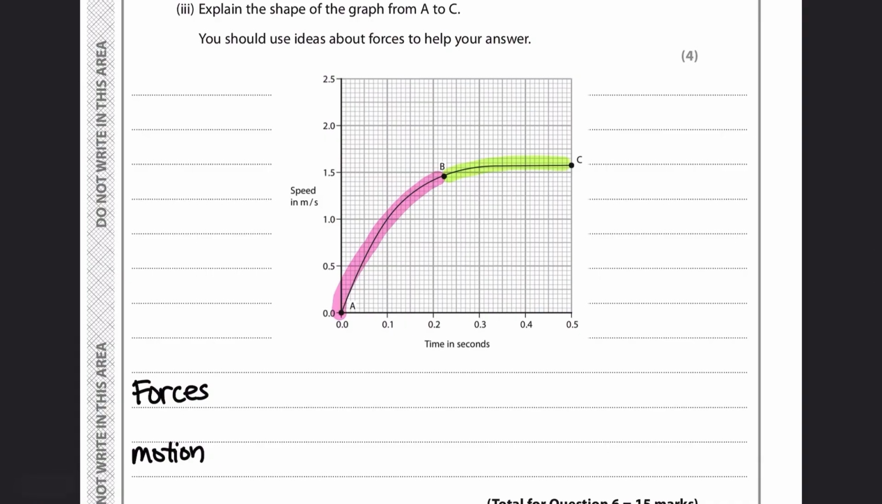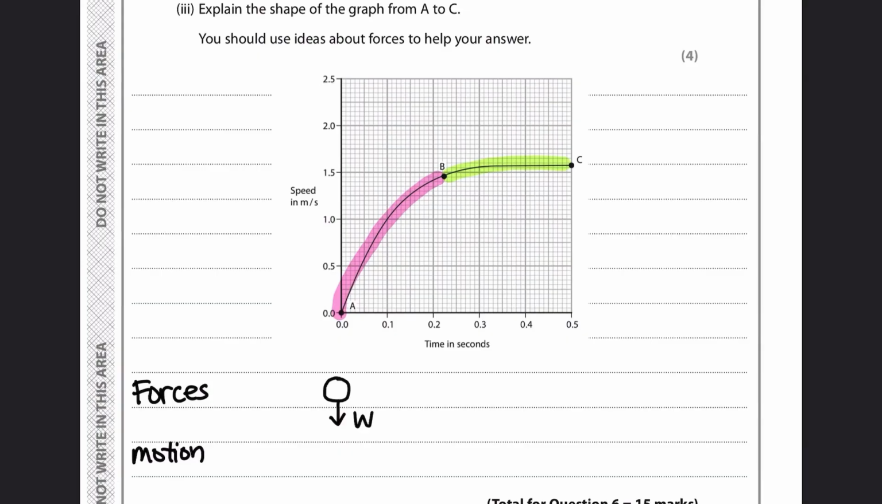Okay, so between A and B, just imagine that apple. Remember, we're dropping this apple on the ground, right? So between A and B, what are the forces acting on this apple? You've got the downward force, which is weight, label that. And at the beginning, there's not very much air resistance. So there's almost nothing, because the moment you drop the apple, the only force acting on it is the weight. So that's at the beginning.